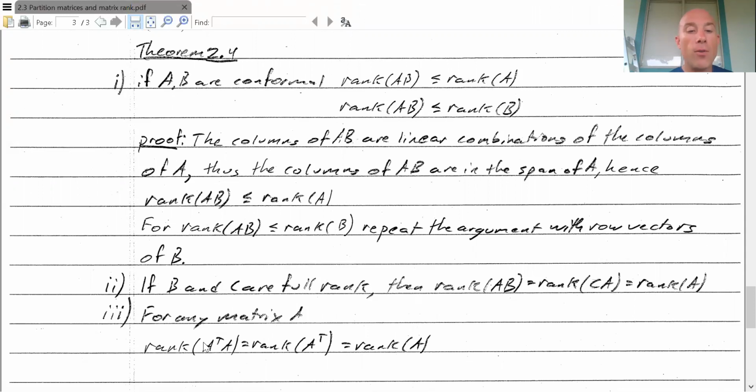Now for any matrix, the rank of A transpose A is equal to the rank of A transpose and equal to the rank of A. This will be important later. So the rank of A transpose A is equal to the rank of A transpose, which is equal to the rank of A.